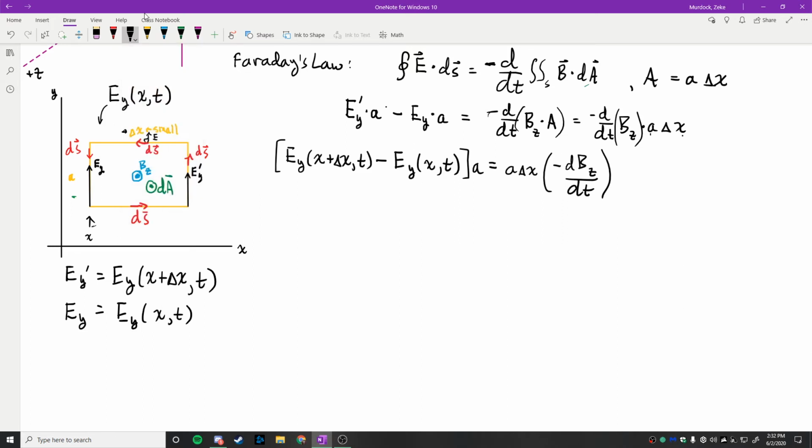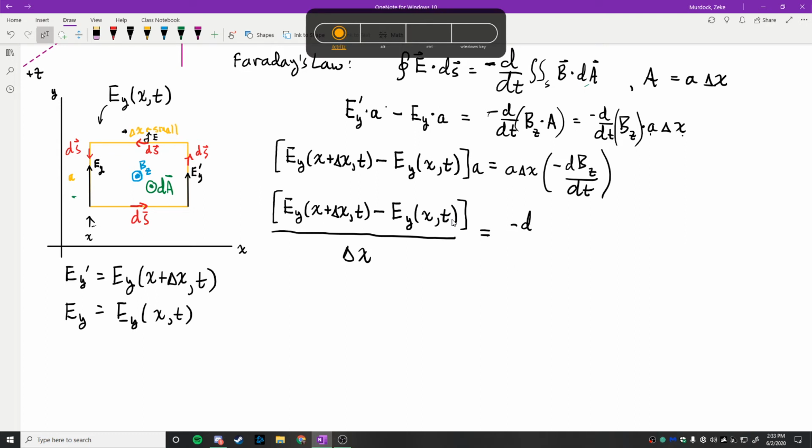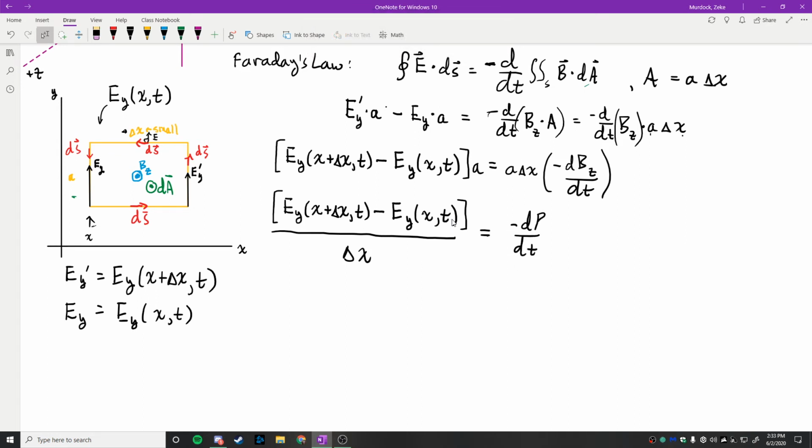So on the left-hand side, what we're going to get is... I don't want to rewrite that whole thing, I'm just going to copy-paste it. That divided by delta x ends up being equal to negative d/dt of the magnetic field z component. And then we add one last thing into this statement. What happens to the left-hand side of this equation if we take the limit as delta x goes to 0? What happens to this left-hand side thing right over here?